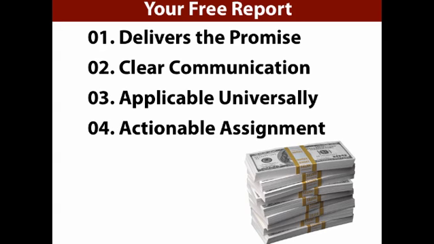And then number 4 is an actionable assignment. You want to give them something that they must do. And we're going to give them 2 things to do. One is what they can do with the article. And then secondly is a product that they can buy in order to take this assignment even farther. Okay, so let's begin working on our article.